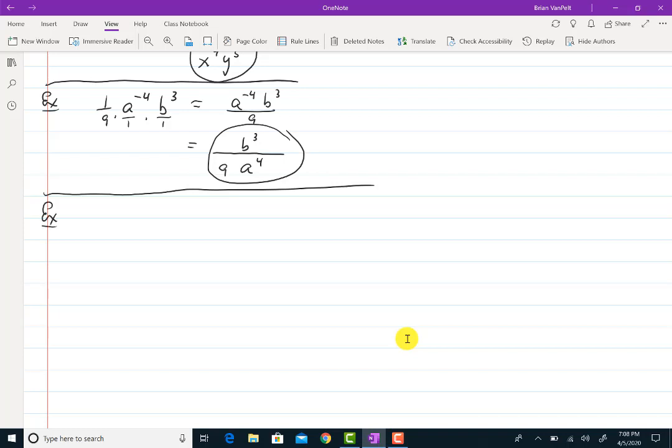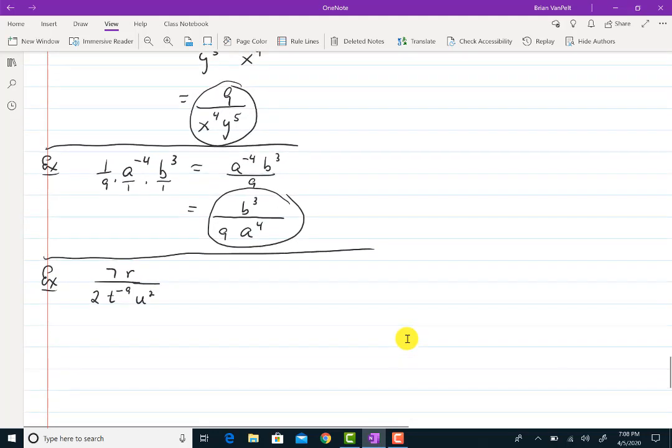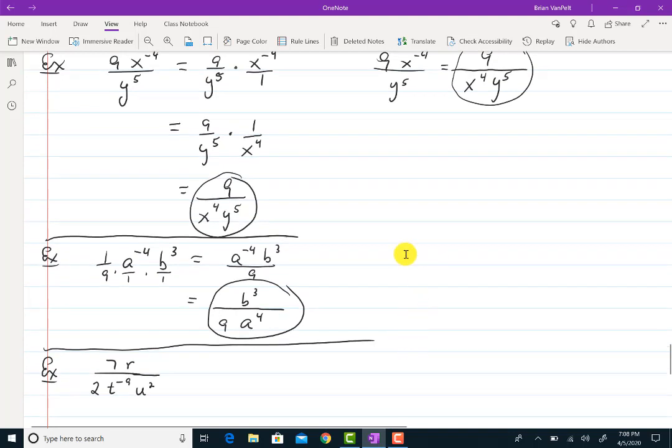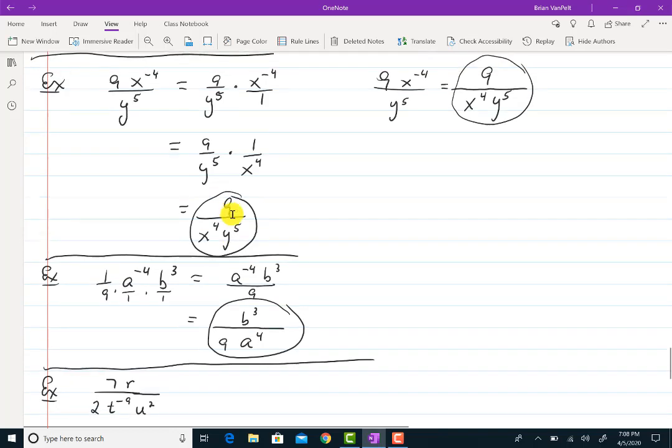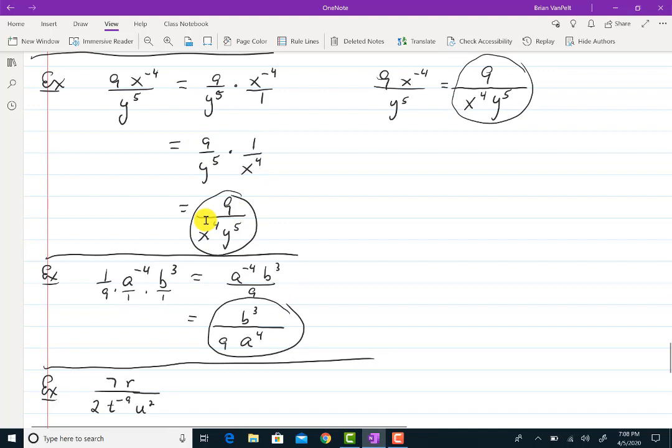For my next example, let me see, I have 7r divided by 2t to the negative 9 u squared. I guess I should mention it, but I didn't. I think I did it at the beginning of this. As you scroll through all these problems, notice that whenever you have an x and a y in the denominator, they cannot be equal to 0. All of the exercises that you'll have to do will make mention of whether they can be 0 or not. And for any of these, you have to assume that all the variables are not 0, because they could all end up in the denominator somewhere.